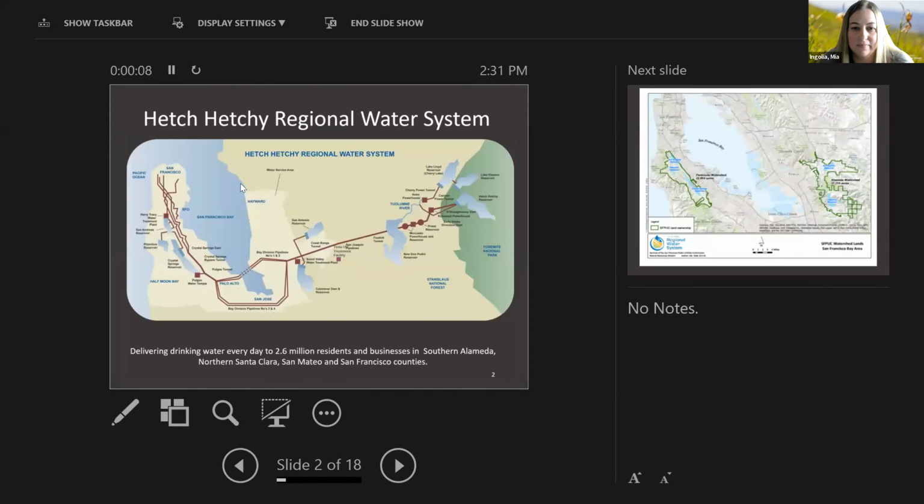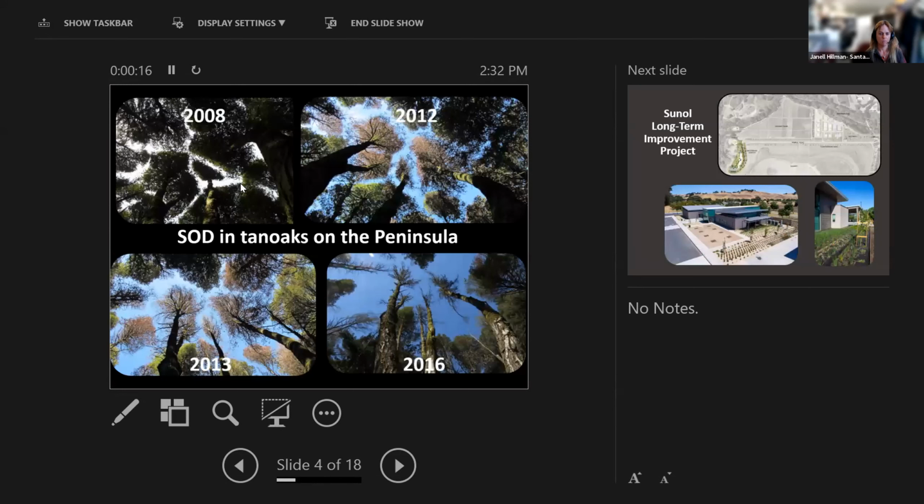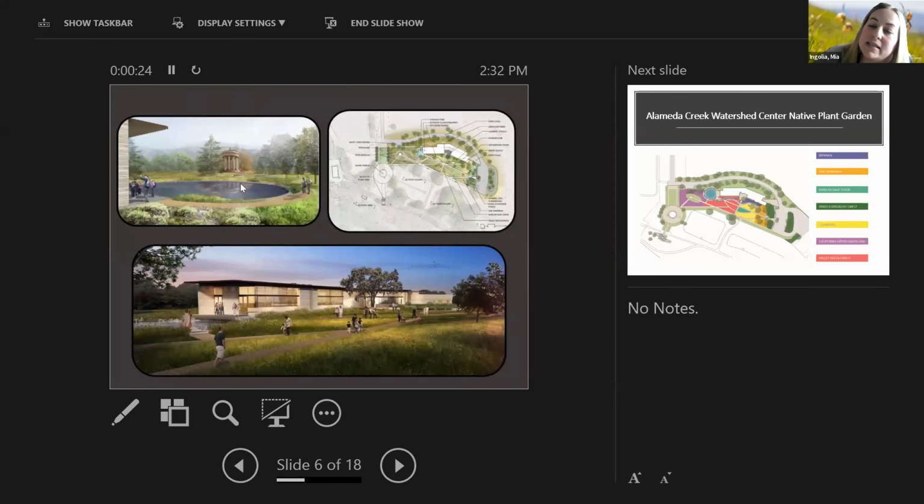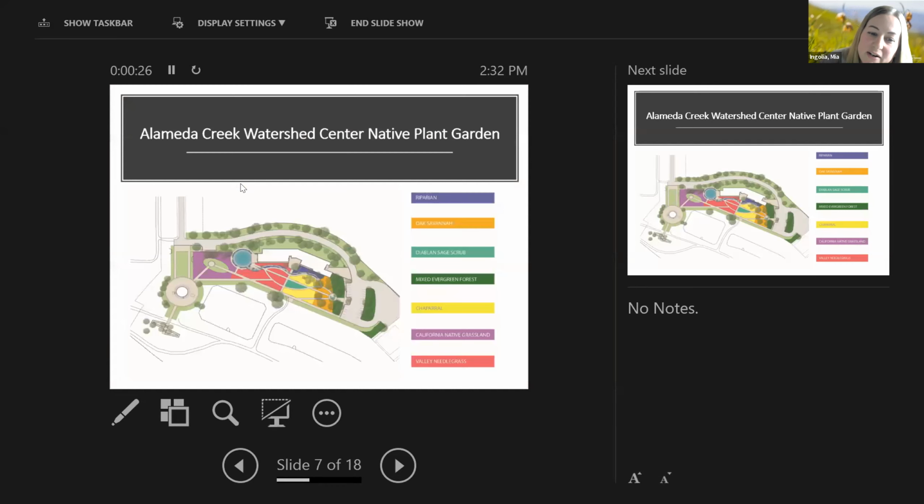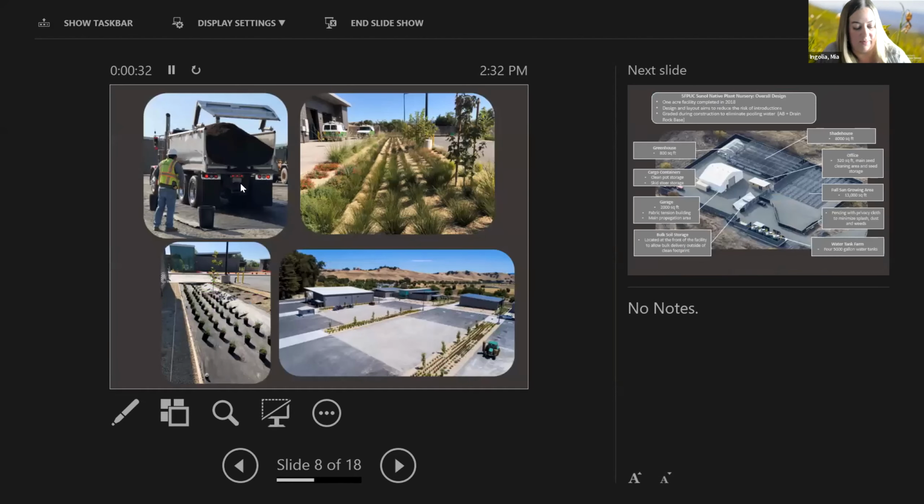So this was the SFPUC overview. There's our watersheds. Do you see the 2 watersheds map? Yes. Okay. Here's the significant loss of tan oaks over the years. The intro to the Sunol Long-Term Improvement Project. This is the intro to the Watershed Center, and then the Watershed Center garden. And then this is the slide that I was talking on. So sorry about that, guys.